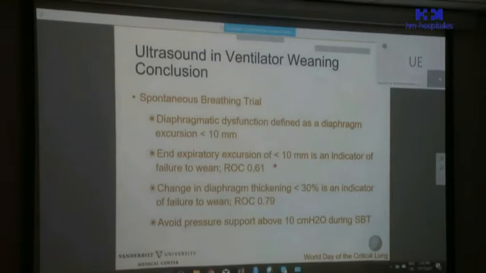So these are the conclusions of this brief presentation. Diaphragmatic dysfunction is defined as an excursion less than 10 millimeters. An end expiratory excursion of less than 10 millimeters is an indicator to wean from the mechanical ventilator with an ROC of 0.61. I think it's important to recognize that.